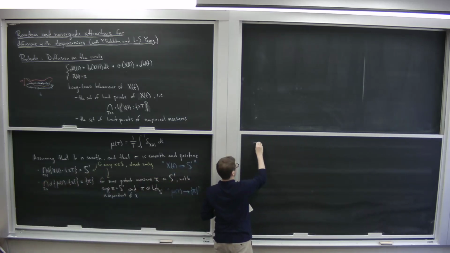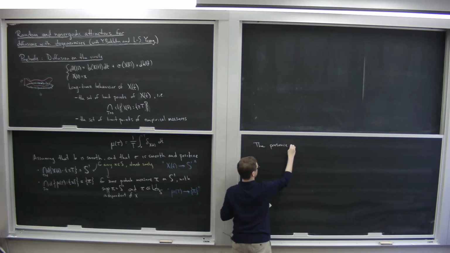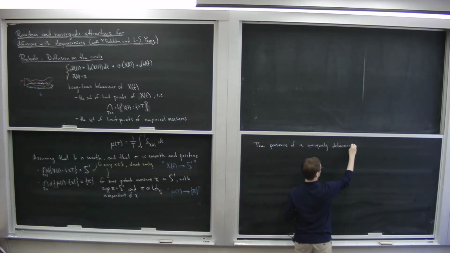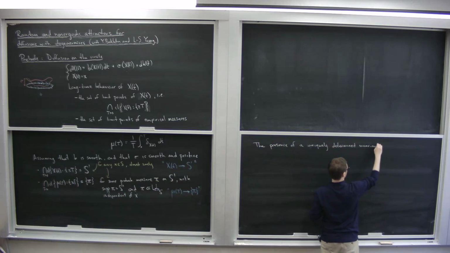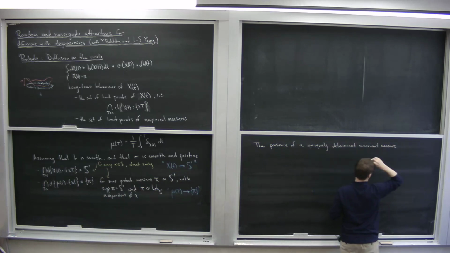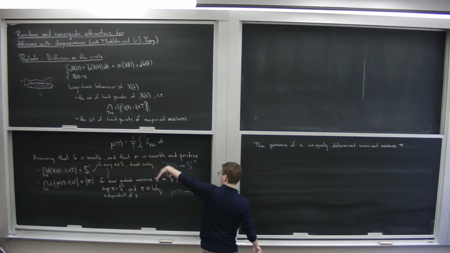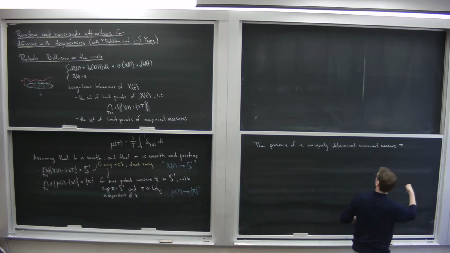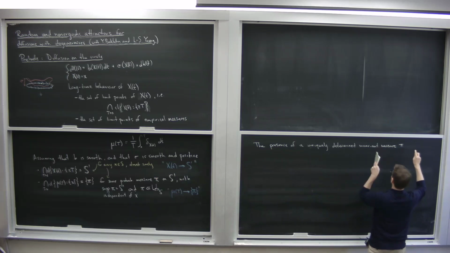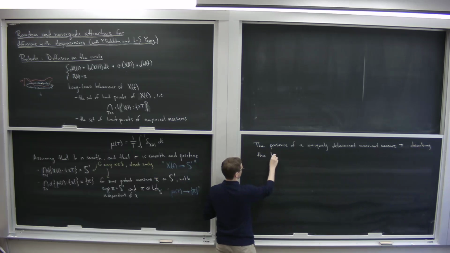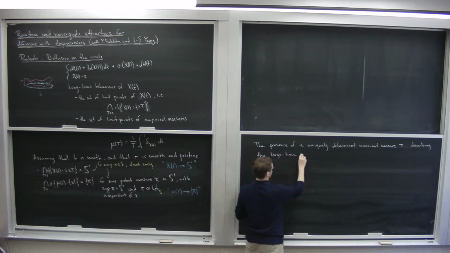Okay. So the presence of a uniquely determined invariant measure pi, no matter what the starting point is, describing large time averages.